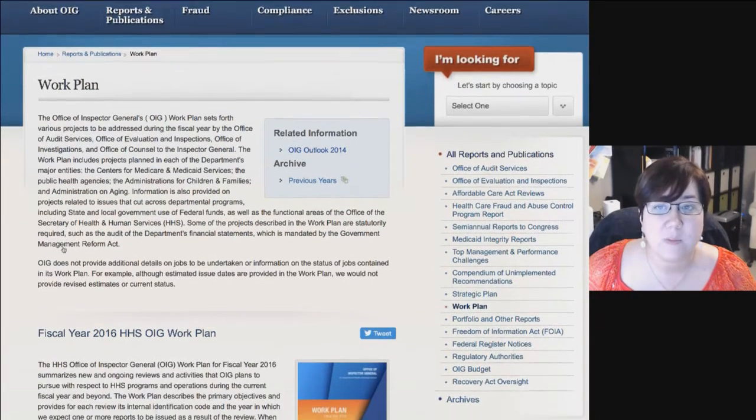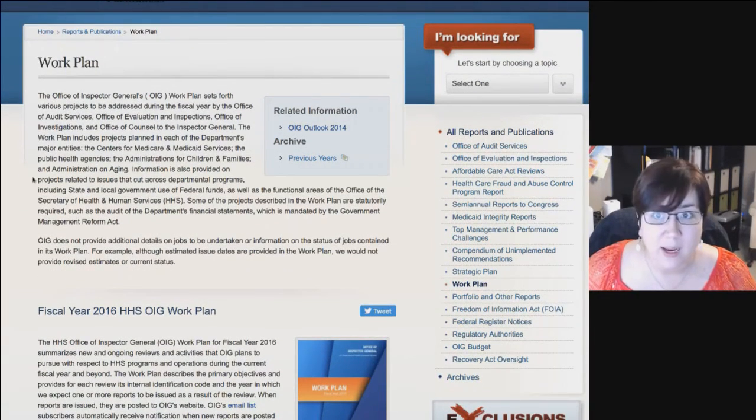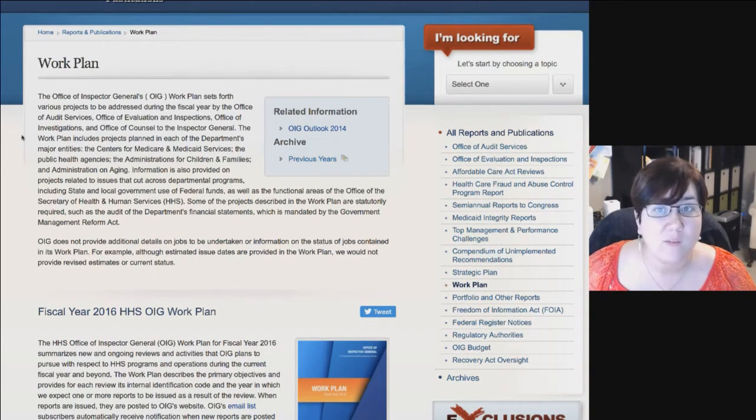you'll see that they explain here that the work plan is where the OIG sets forth the various projects to be addressed during the fiscal year by the Office of Audit Services, the Office of Evaluation and Inspections, the Office of Investigations, and the Office of Counsel to the Inspector General. This work plan includes projects planned in each of the department's major entities, whether it be the Centers for Medicare and Medicaid Services, CMS, public health agencies, the Administration for Children and Families, or the Administration on Aging.